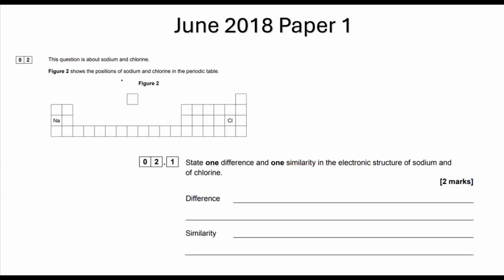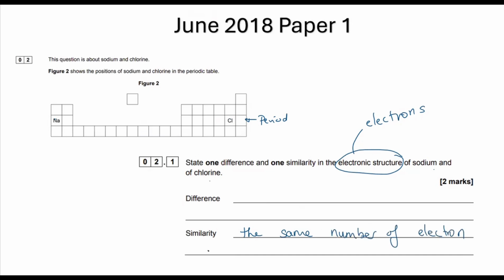This question is about sodium and chlorine. These are the positions. State one difference and one similarity between the electronic structure. The keyword there means just talk about the electrons, outer electrons, electron shells, of sodium and chlorine. Sodium and chlorine are in the same row number, so the same period. What is period? The number of electron shells. So the similarity is they've got the same number of electron shells: 1, 2, 3. They both have 3 electron shells.